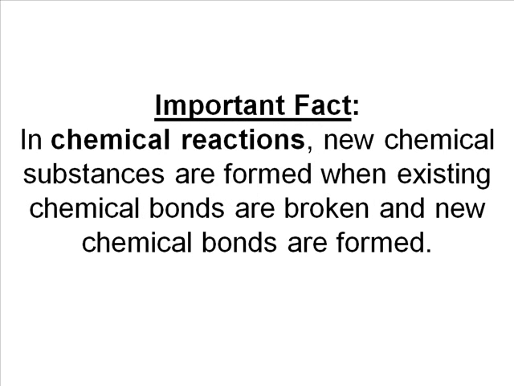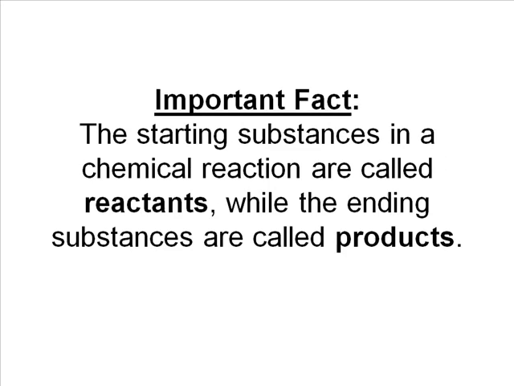Chemical reactions are those processes in which new chemical substances are formed because existing chemical bonds are broken and/or new chemical bonds are formed. That's what happens in a chemical reaction. Each chemical reaction begins with chemical substances known as reactants and ends with substances that are called products. So we start with reactants and we end with products.